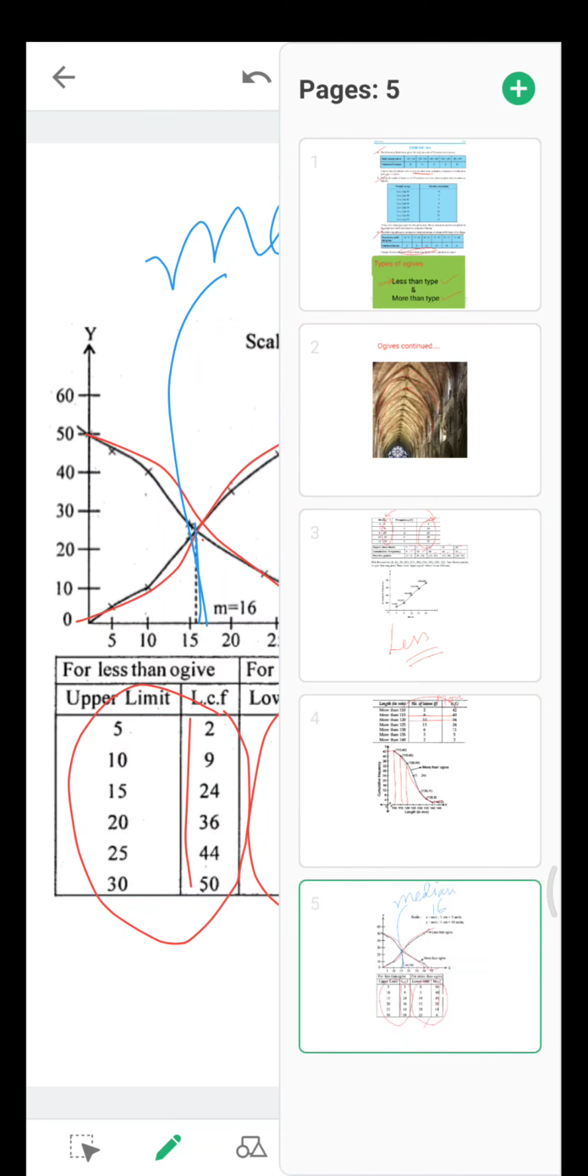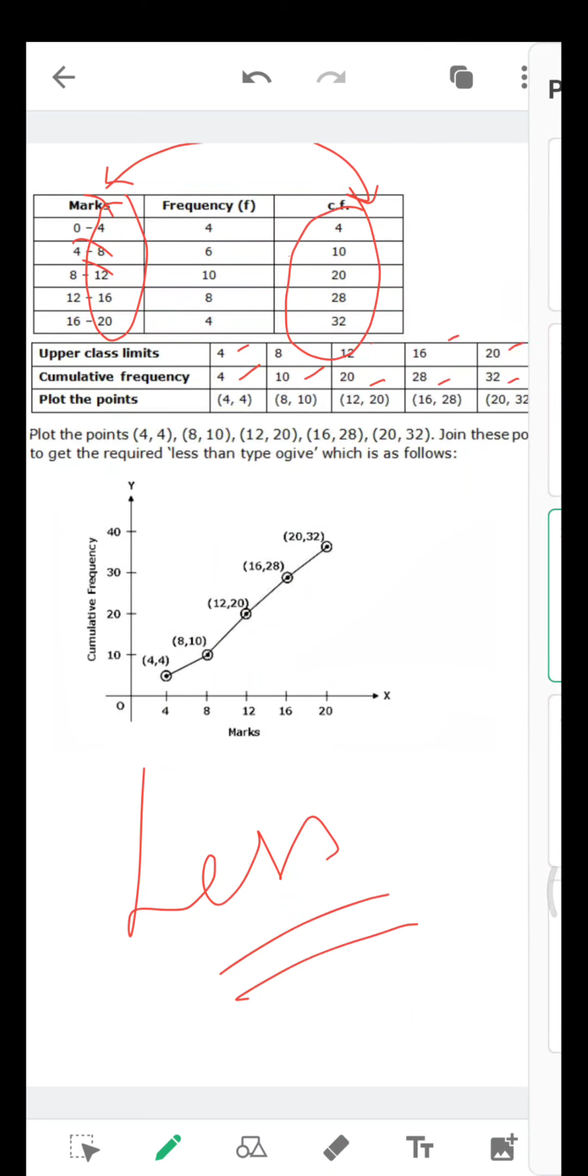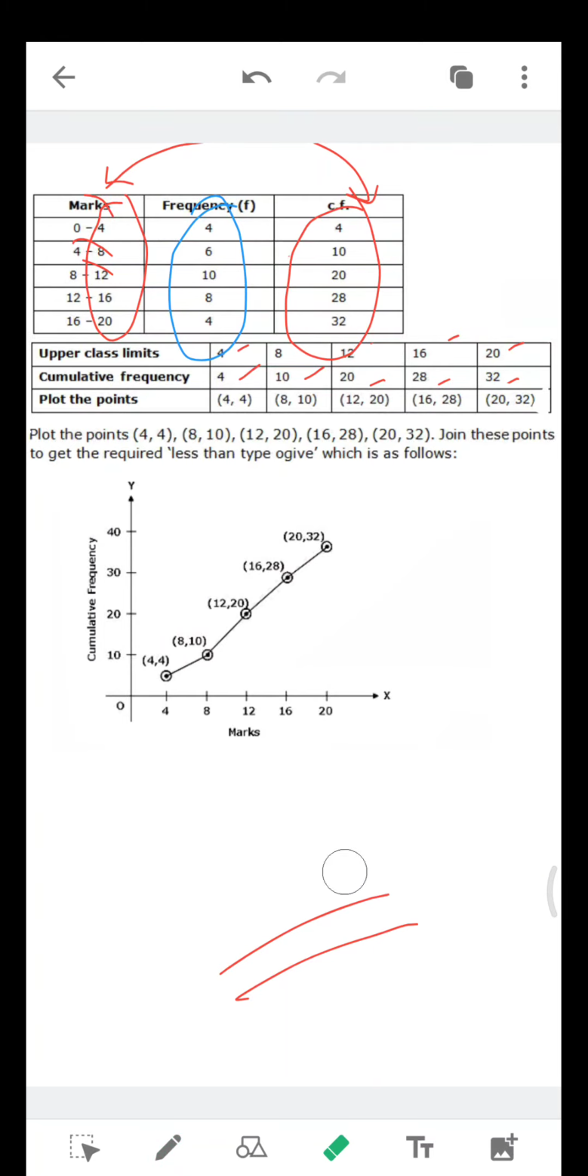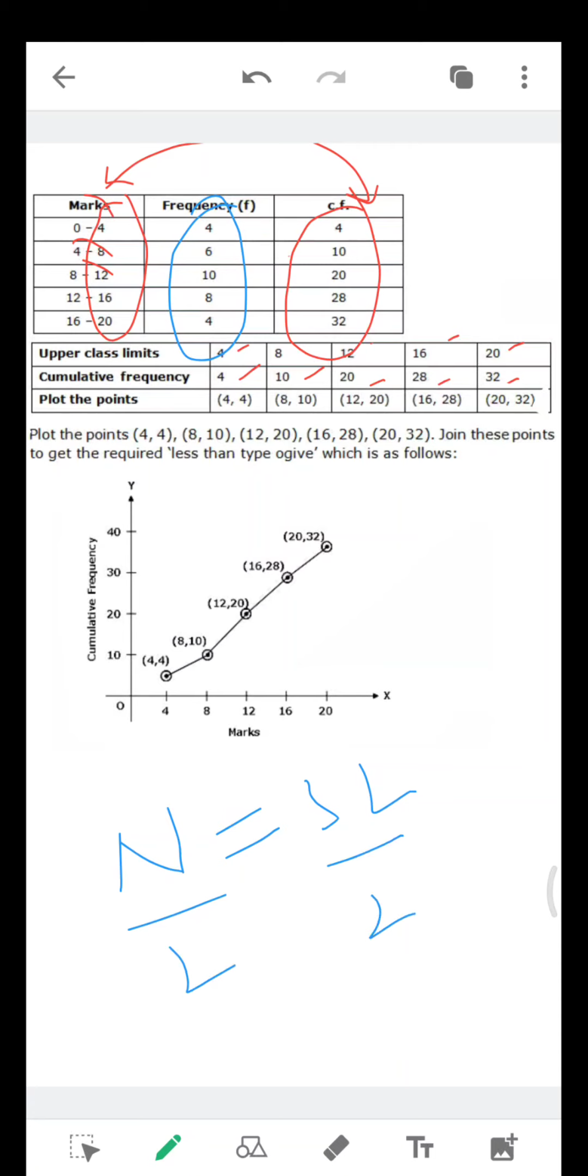And for the previous question also we can find the median. For this type of question you must find the n value. What is n in this? Add all this: 4 plus 6 is 10, then 20, 28, 32. So your n value is 32. So you should find n by 2. N by 2 is 16. So for a single curve also we can find the median easily.